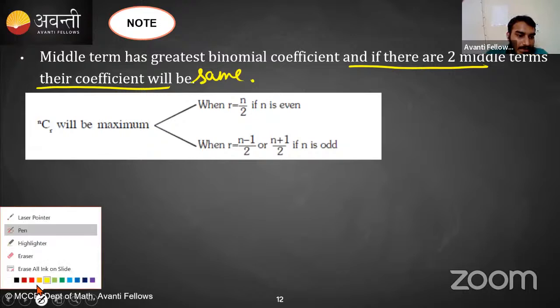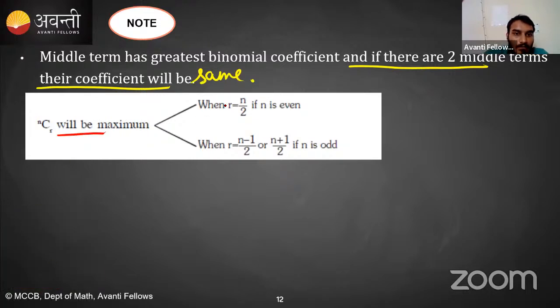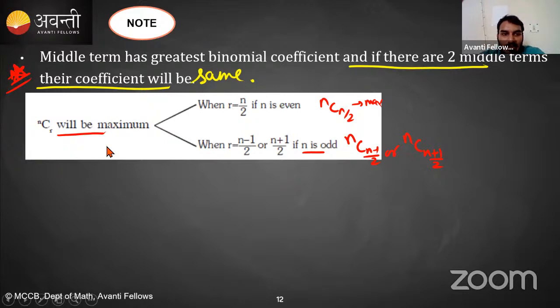So it means nCr will be maximum when, if n is even, then r will be equal to n by 2. So nC(n/2) is maximum. And if n is odd, then nC((n-1)/2) or nC((n+1)/2) will be maximum. So this is a note that you have to remember. Very important note: the middle term has the maximum binomial coefficient. Is this clear?